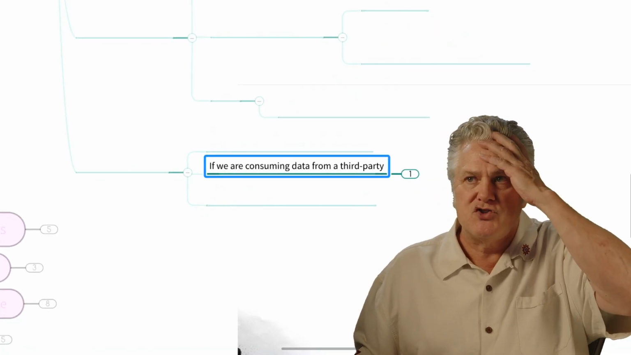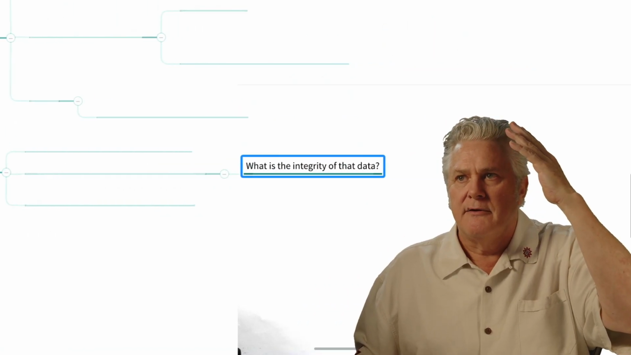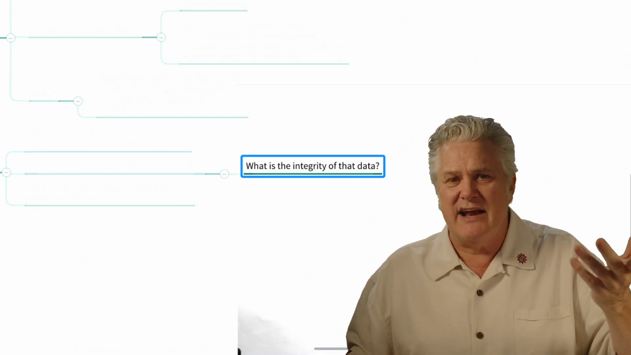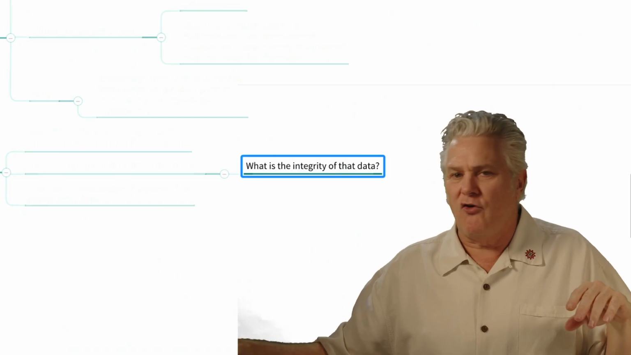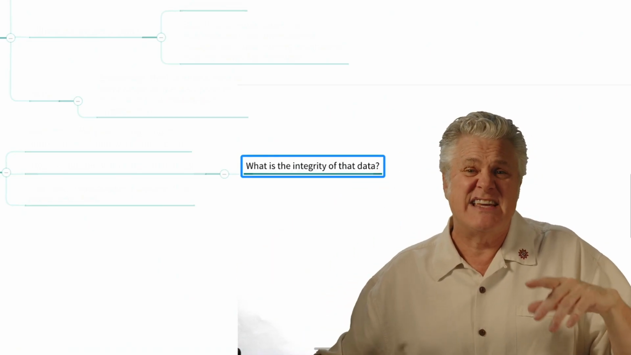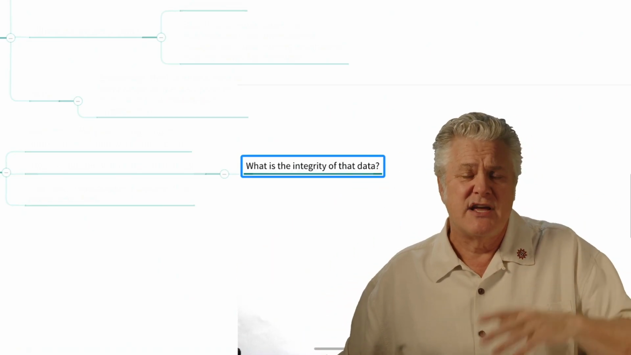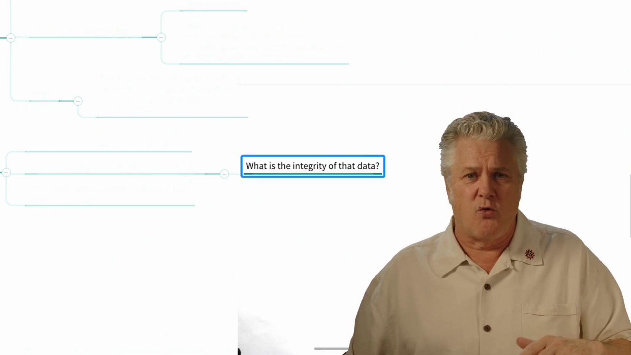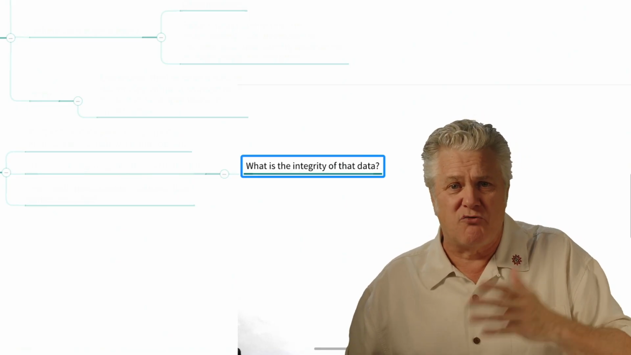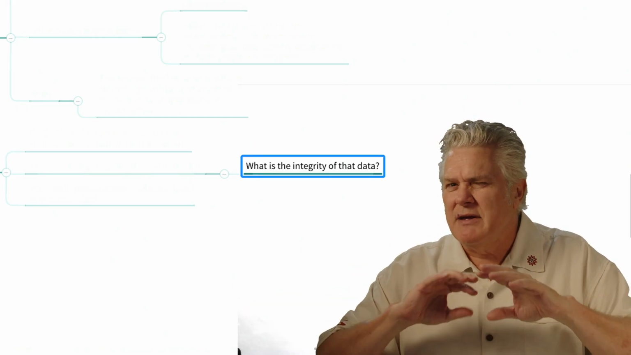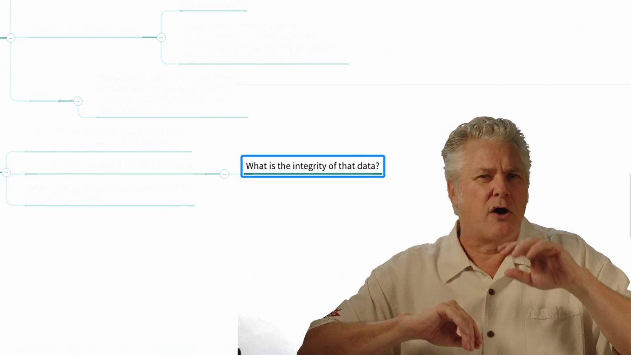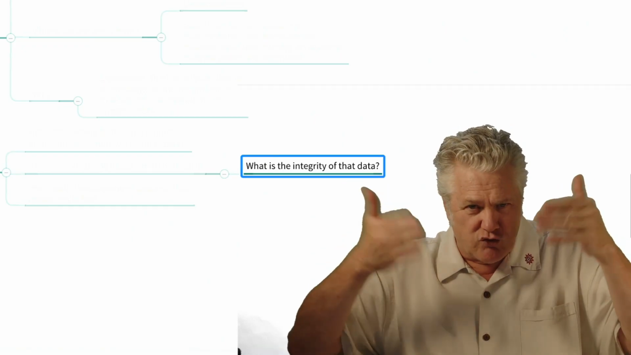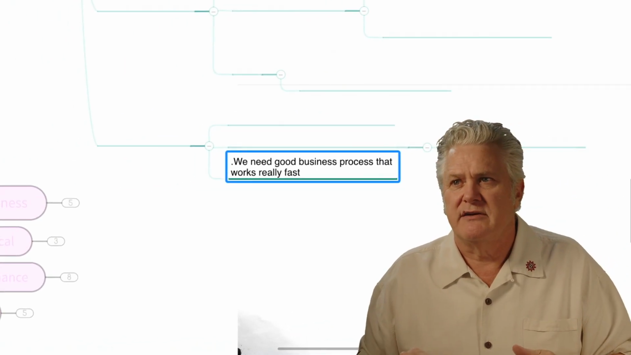Now remember, if we're consuming data from a third party, what is the integrity of the data? Let's not even look at the physical hardware, but say we're getting data from somebody else and flowing that down inside our organization. That could put us at risk also. Most of the time in this process, we're going to talk about software. We're not going to talk about hardware or data integrity. So that's really where we're going to focus a lot of our energy.